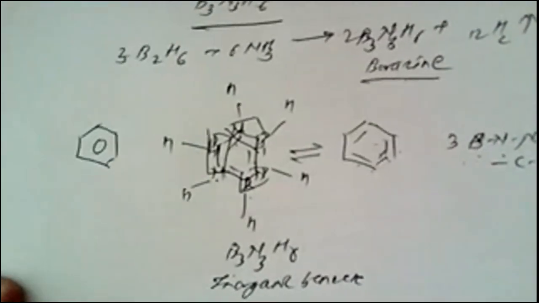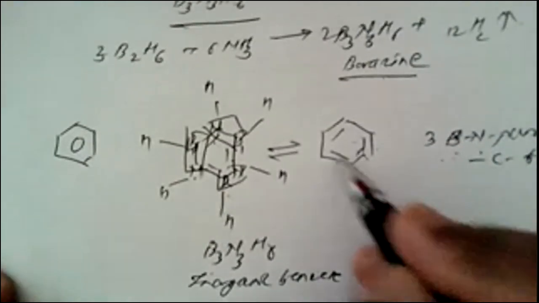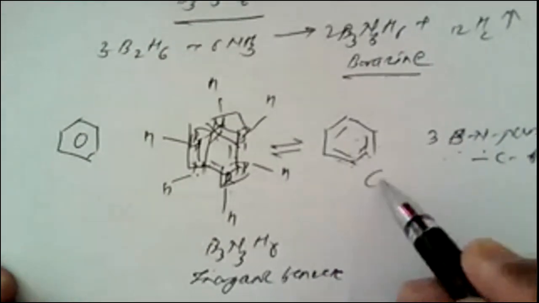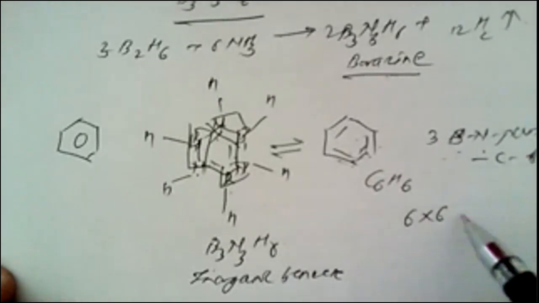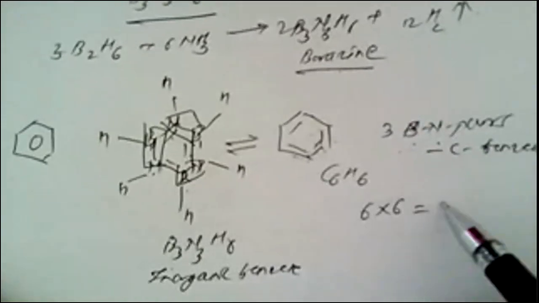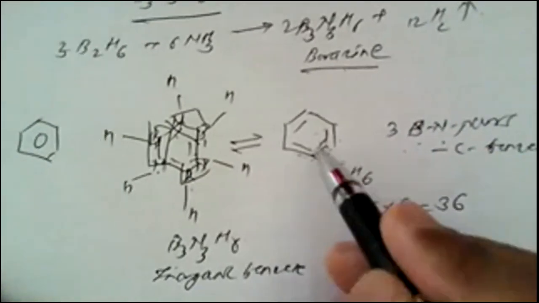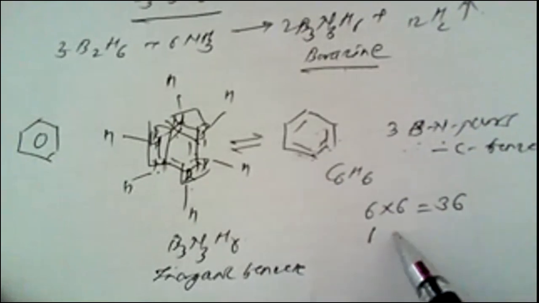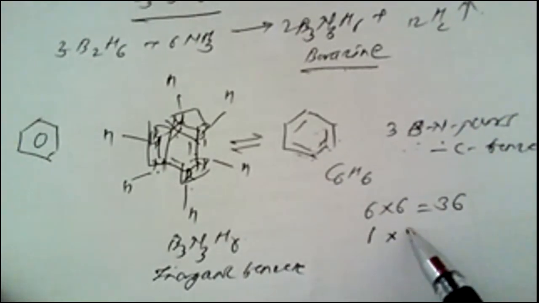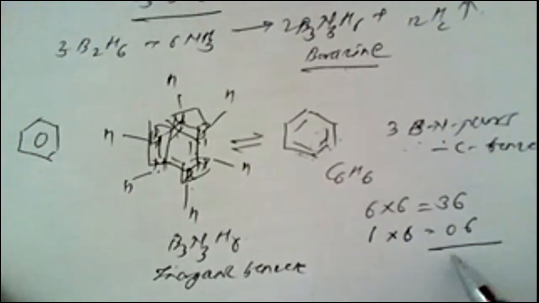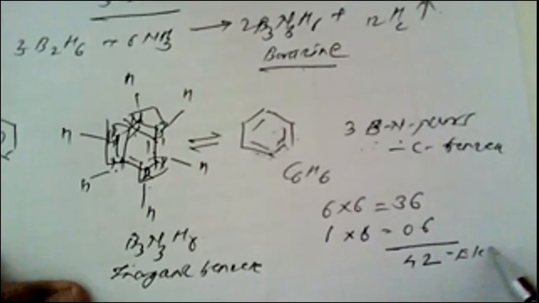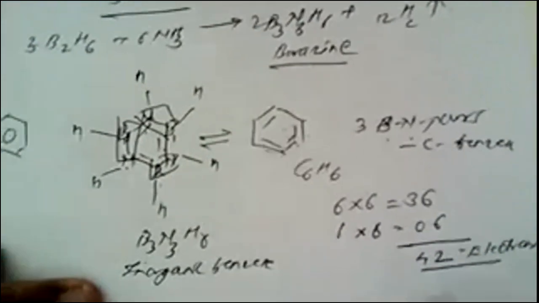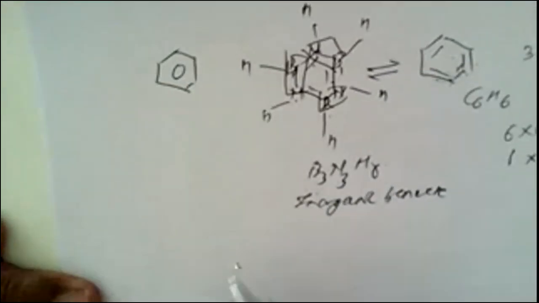Again, if we see the total number of electrons present in benzene, having the composition C6H6: 6 carbon atoms are there, atomic number is 6, that means 36 electrons, and 6 hydrogen atoms are there, hydrogen having atomic number 1, so 6. So if we make a total, then in case of benzene, there are 42 electrons. Now, calculate the total number of electrons in borazine.